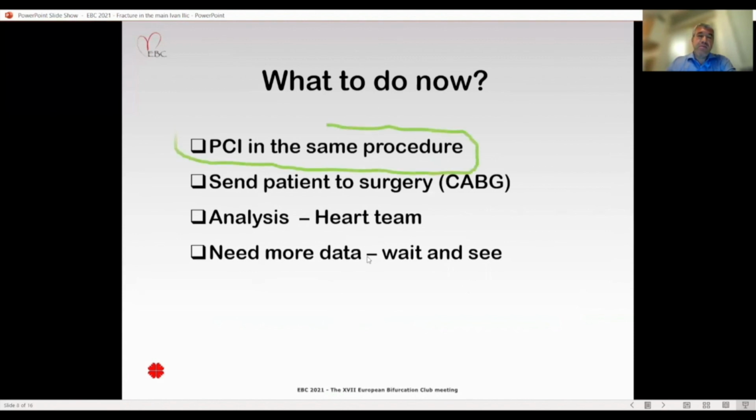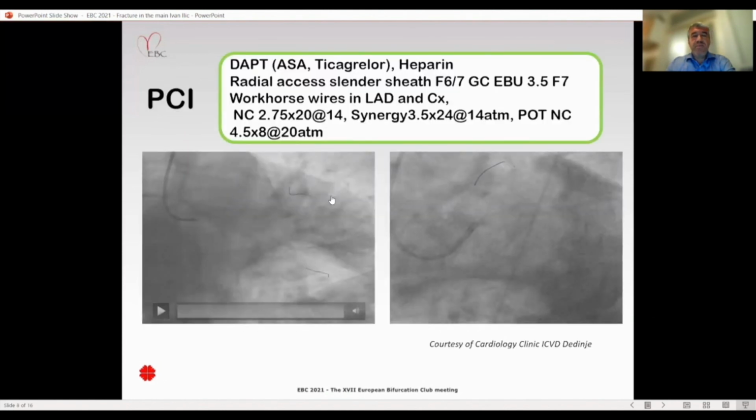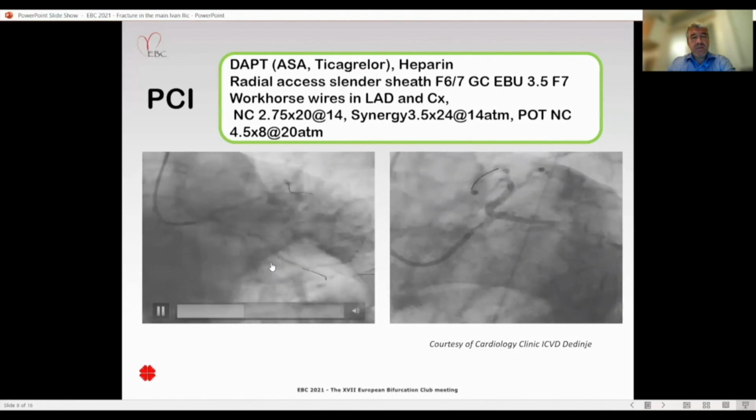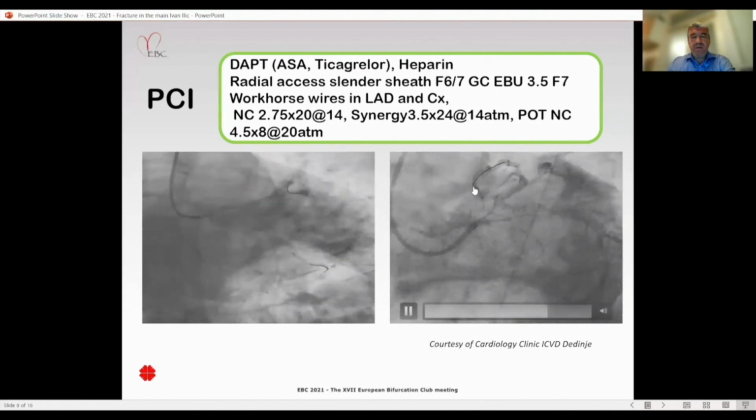We decided to do the PCI in the same procedure, and we pre-treated the patient with DAPT, used a radial access, and placed workhorse wires in LAD and CIRC, pre-dilated the left main and LAD with a non-compliant 2.75 balloon, and then implanted a Synergy 3.5 × 24 stent. The POT was done using a 4.5 NC short balloon. And the result was relatively okay regarding proximal LAD.